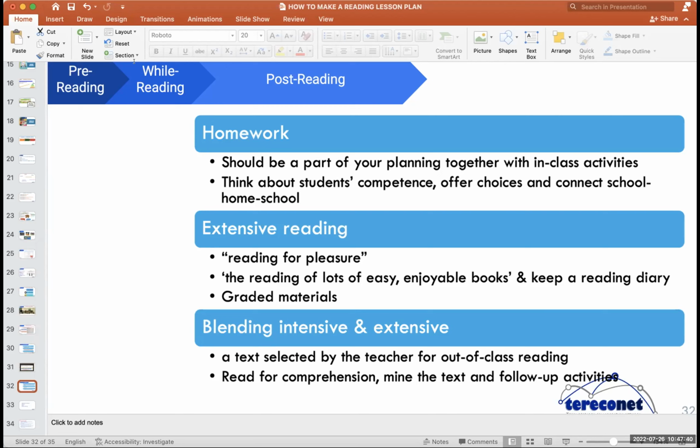The next point is going to be extensive reading. For definition, then extensive would be read for pleasure. Just read for fun. Read on the topic that the student like. It can be easy and enjoyable books. So the key word here is that the student like the reading. But then, be honest together.